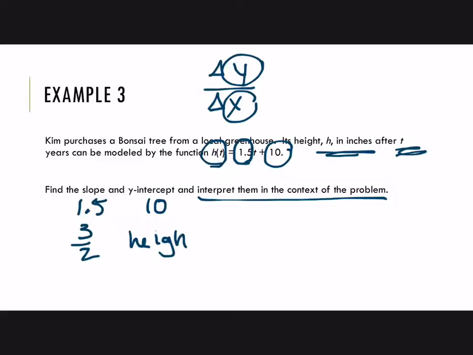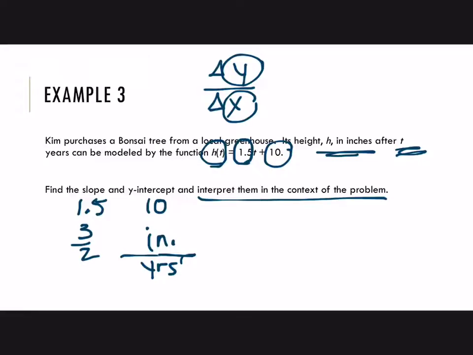And then instead of x, we have a t, and t stands for years. So the slope is either 1.5 height over years or 3.5 height over years. And height is actually in inches, so maybe it makes more sense. I should probably write it like that. And then we could read this as inches per year.